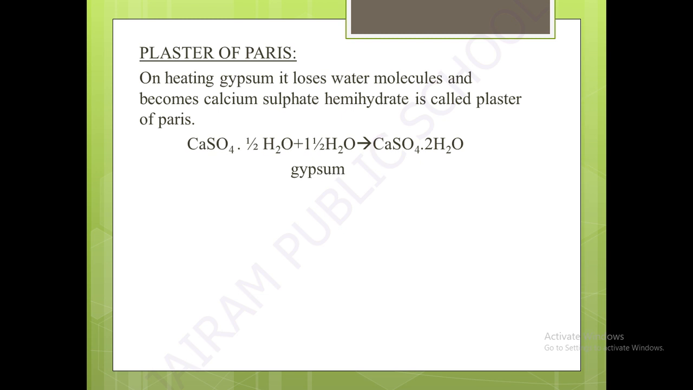When plaster of Paris is mixed again with water, it changes into gypsum, which is converted into a hard mass. So the equation of plaster of Paris is CaSO4.1/2H2O. When it reacts with water, the product obtained is calcium sulfate plus 2H2O. The product obtained is gypsum.